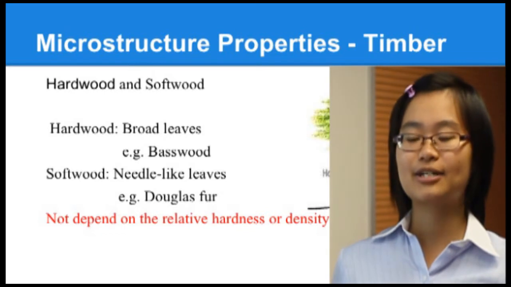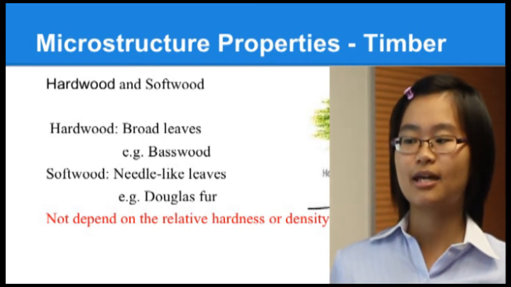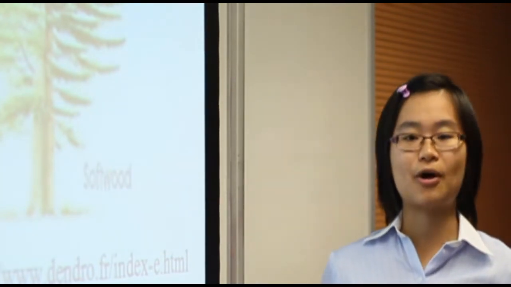Therefore, the classification of the timbers is not dependent on the relative hardness or density. For example, some hardwood, such as basswood, is softer than the softwood, while some softwood, such as Douglas fir, is harder than the hardwood.